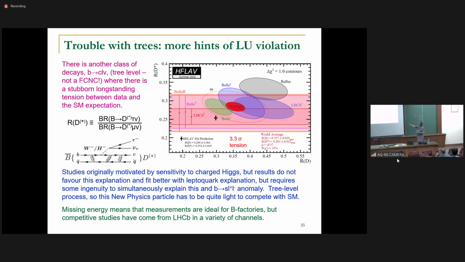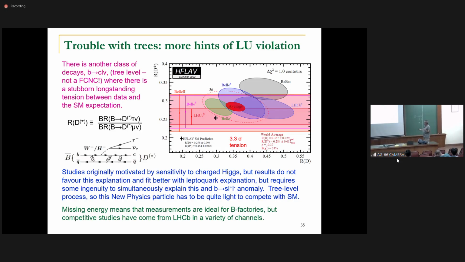But there's somewhere else, there's a completely different class of decay, B to D l nu, right? So this is a process like this. This is a tree-level decay. This is not a decay involving a loop diagram. But this decay was originally considered of interest because if you consider the case where the lepton is a tau, then this is a good way to be sensitive to charged Higgs, because Higgs couples to mass.